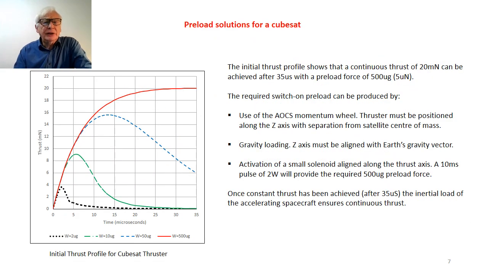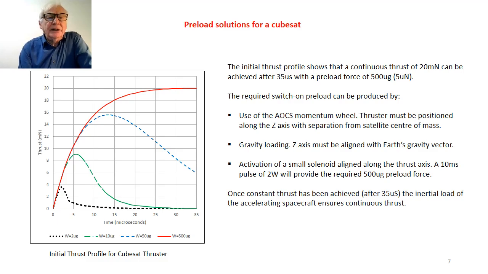In this slide, we show the results of the mathematical model for increasing levels of preload. So this again is the CubeSat thruster. And we show that if you increase the preload to 2 micrograms, we really get very little improvement in the situation. What we actually get is a slightly higher peak of thrust, but certainly by the time you reach 20 microseconds, you're back down to 0 in terms of thrust. So that's the black dotted line.